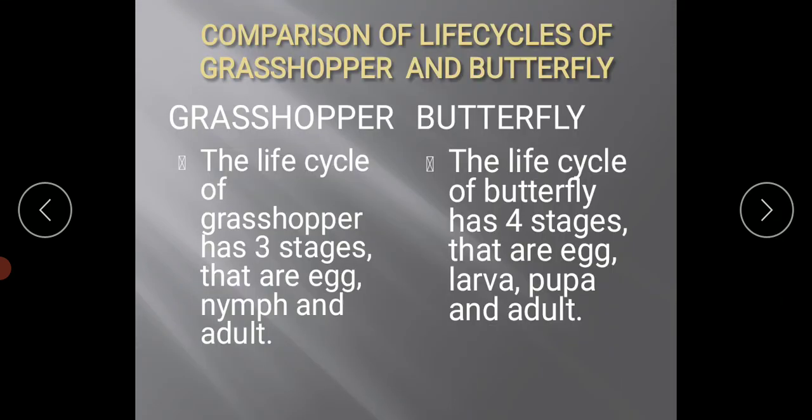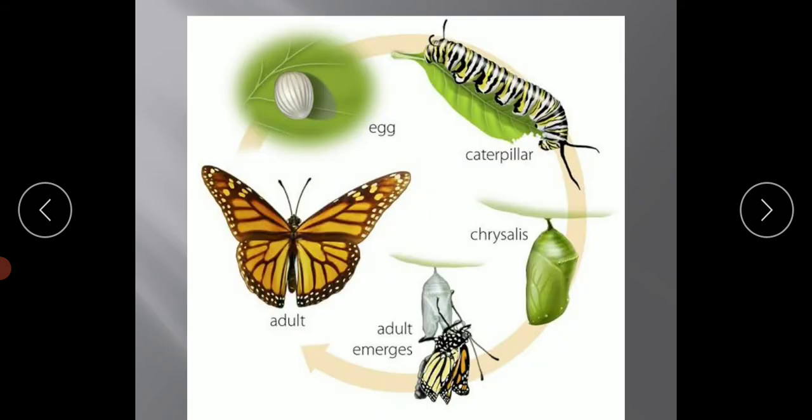The next life cycle which we have discussed is the butterfly, and it has four stages. Grasshopper has three stages. The life cycle of the grasshopper has three stages, that are egg, nymph, and adult, while the life cycle of the butterfly has four stages, that are egg, larva, pupa, and adult. Now we are going to discuss the life stages of the butterfly.